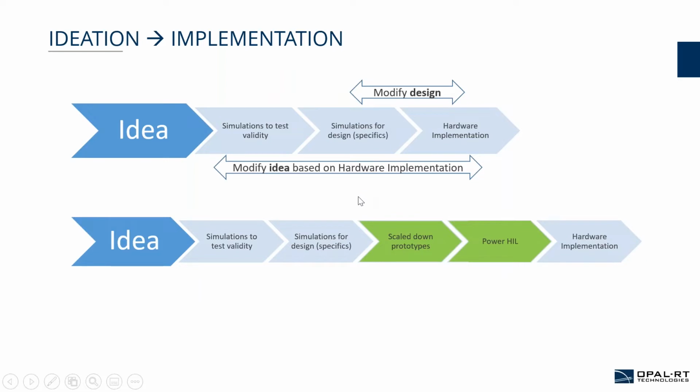What can be an alternative as a solution to this is to essentially have stages midway between having your simulation, wherein you do simulations for design specifics and you have a final hardware implementation of, let's say, a research lab for your academic laboratory, or it could be a product that you are designing in an industry. But instead of going from simulations to hardware implementation directly, we can have stages midway where you either do testing with scaled down power prototypes or you perform power hardware in the loop simulations.